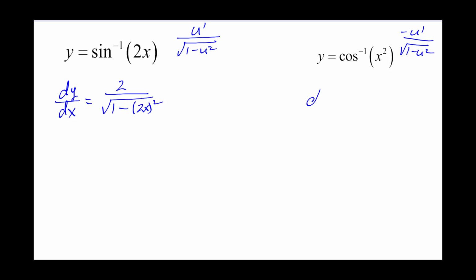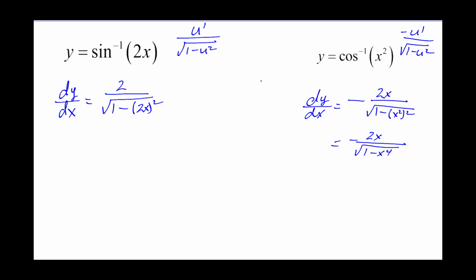Now for the inverse cosine, you have the same idea, but it's negative this time. So we do the derivative of x squared, which of course is 2x, and then we divide by the square root of 1 minus x squared, squared. Now you might see this more simplified, of course, like this. Okay? So it's a pretty straightforward derivative once you get it down.